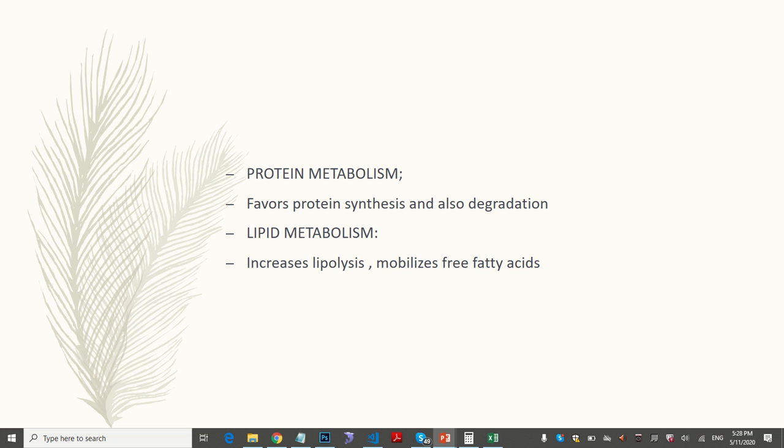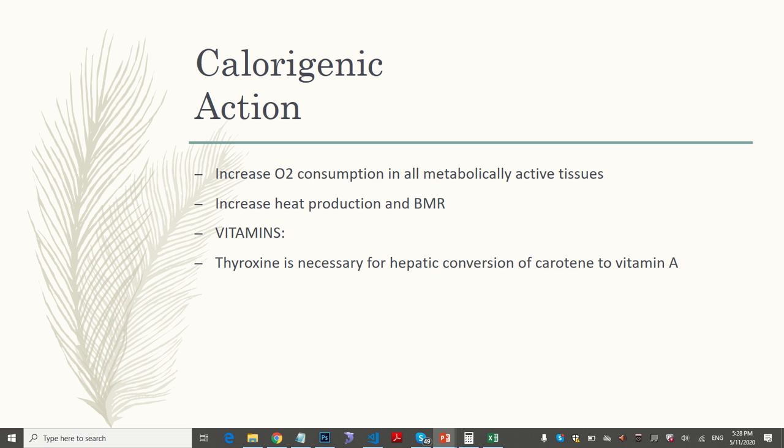It favors protein synthesis and degradation, and increases lipolysis, mobilizes free fatty acids. Calorigenic action. It increases oxygen consumption in all metabolically active tissues, increases heat production and basal metabolic rate. Thyroxine is also necessary for hepatic conversion of carotene to vitamin A.